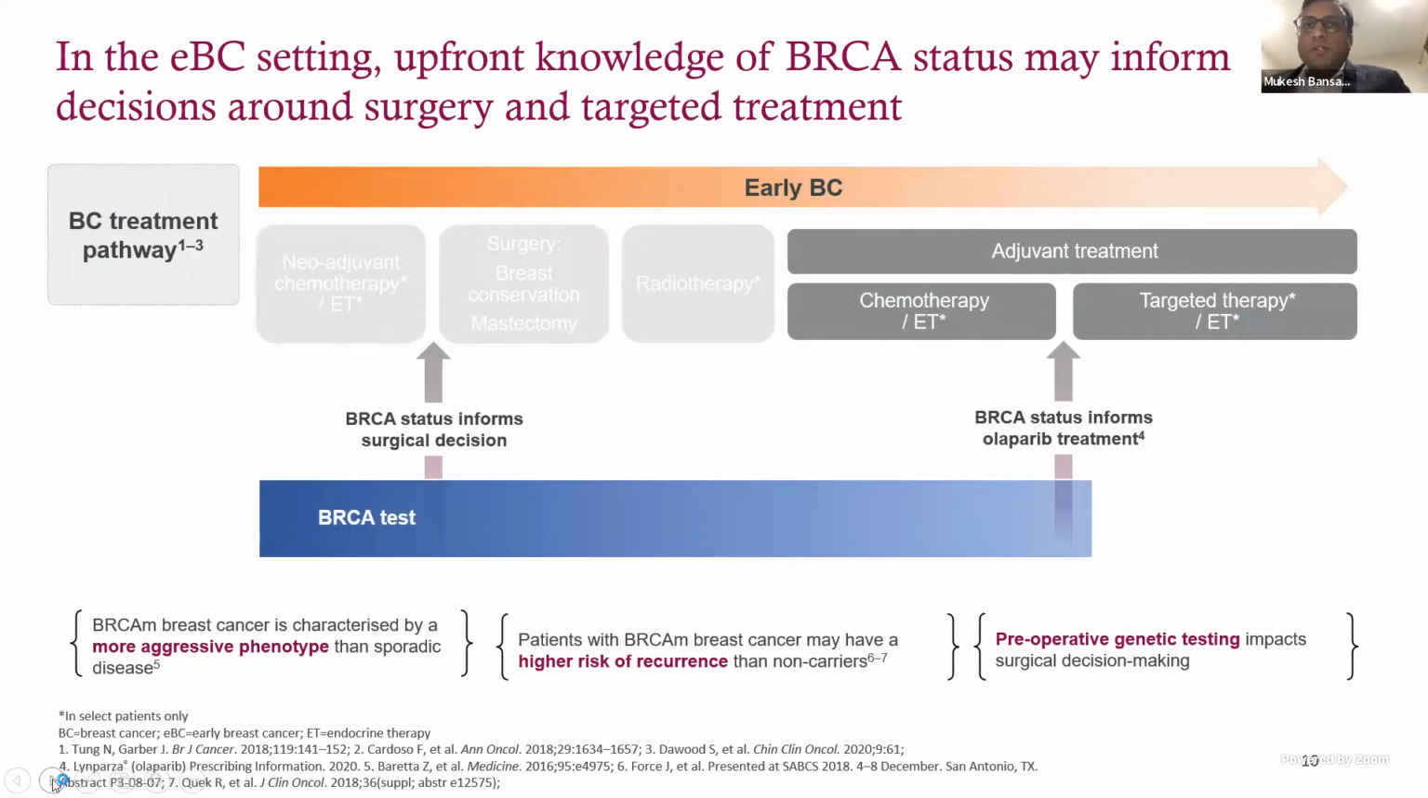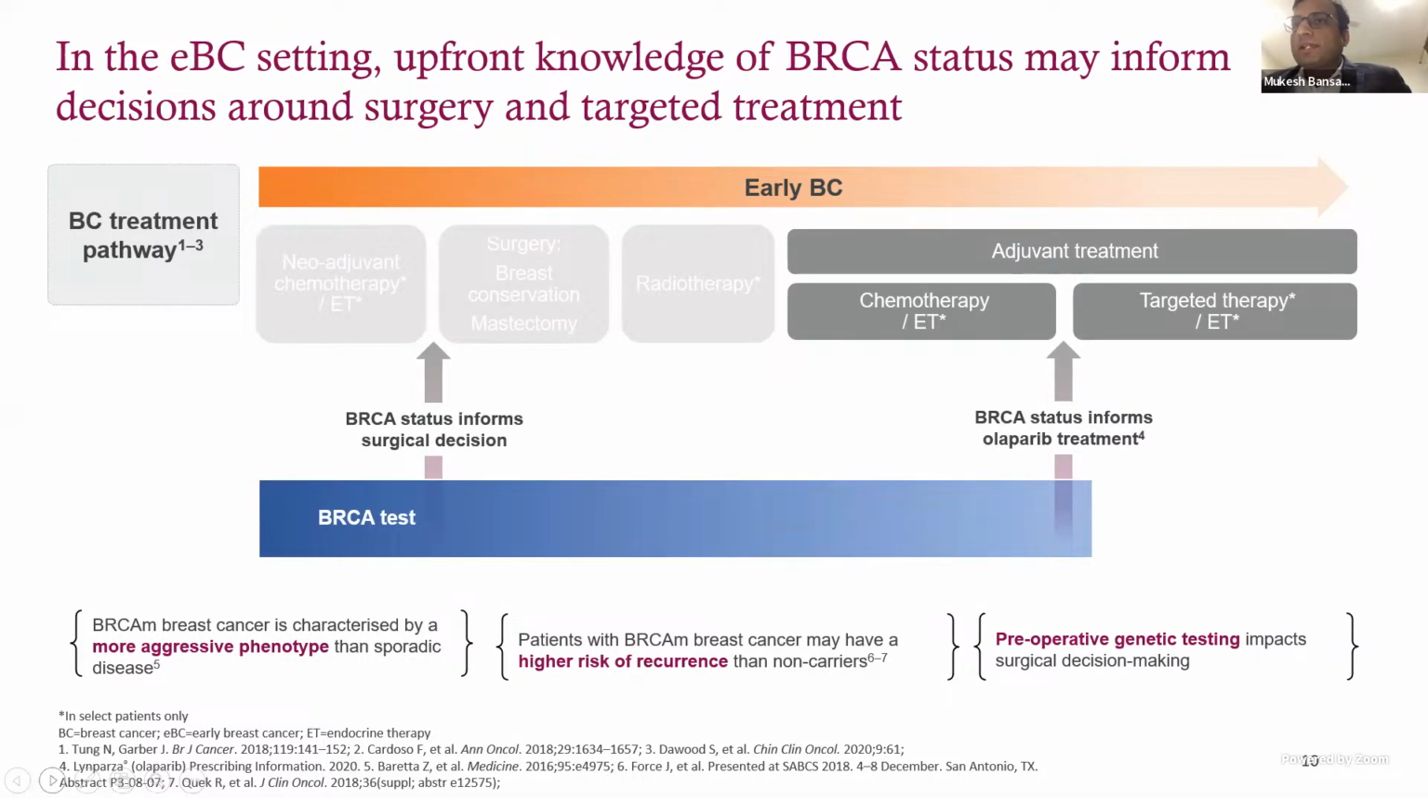So now coming to the early breast cancer setting, upfront knowledge of BRCA status may inform decisions around surgery and targeted treatment. How does testing for BRCA mutation at the time of diagnosis help? Basically, at two decision-making points. First, when the decision about the type of surgery needs to be made, MRM versus breast conservation surgery. If we know the BRCA mutation status at that time and it is positive, more patients go for MRM and even contralateral prophylactic mastectomy.